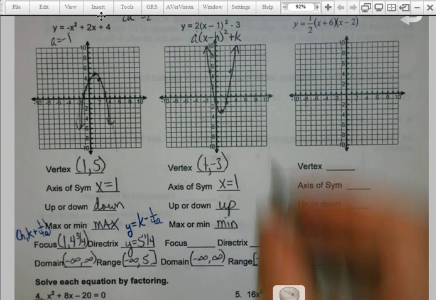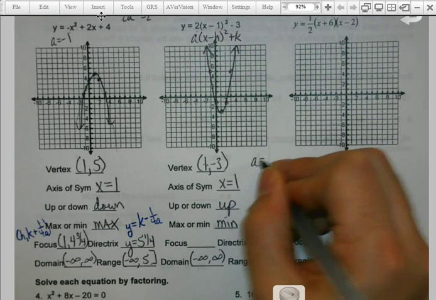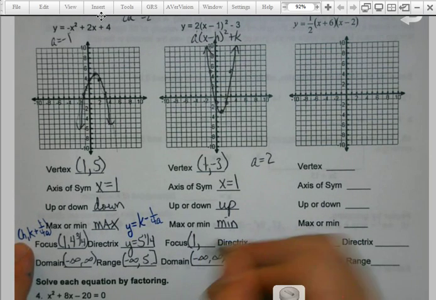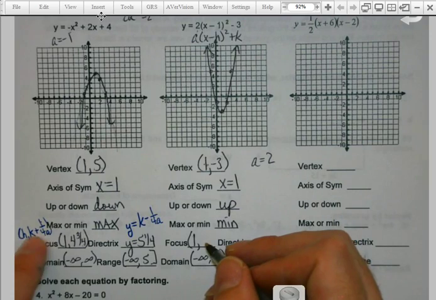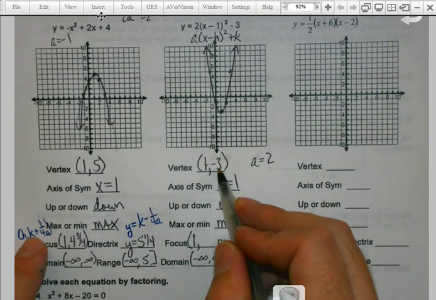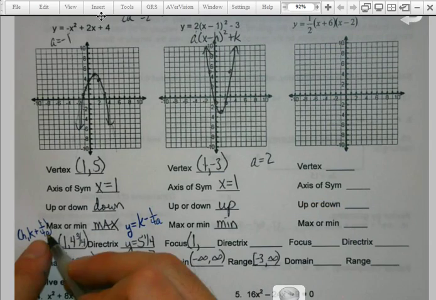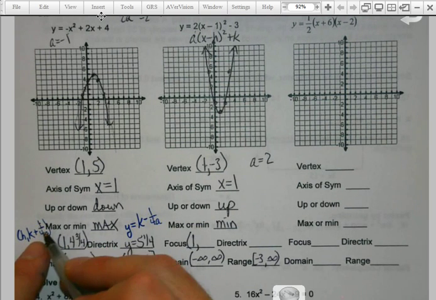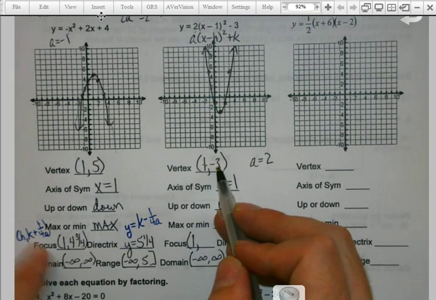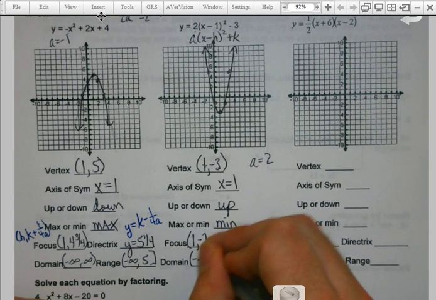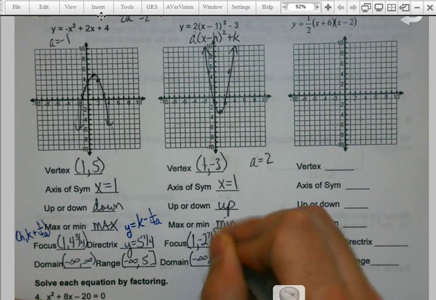My a value this time is going to be 2. So I look and I'm like, okay, h, k plus 1 over 4a. My k value is -3. So -3, and then my a value is 2. So 1 over 4 times 2, 1/8. So -3 plus 1/8, which would be -2 7/8.